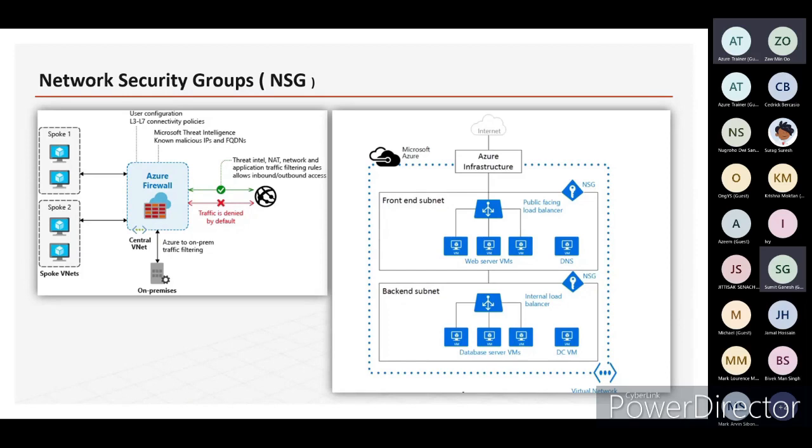Typically you'll have an external firewall in place, generally in the external network, and when it is coming to the internet you'll have NSG. This can be associated at the subnet level, or at the VNIC level also. It's based on how you want to configure your network.